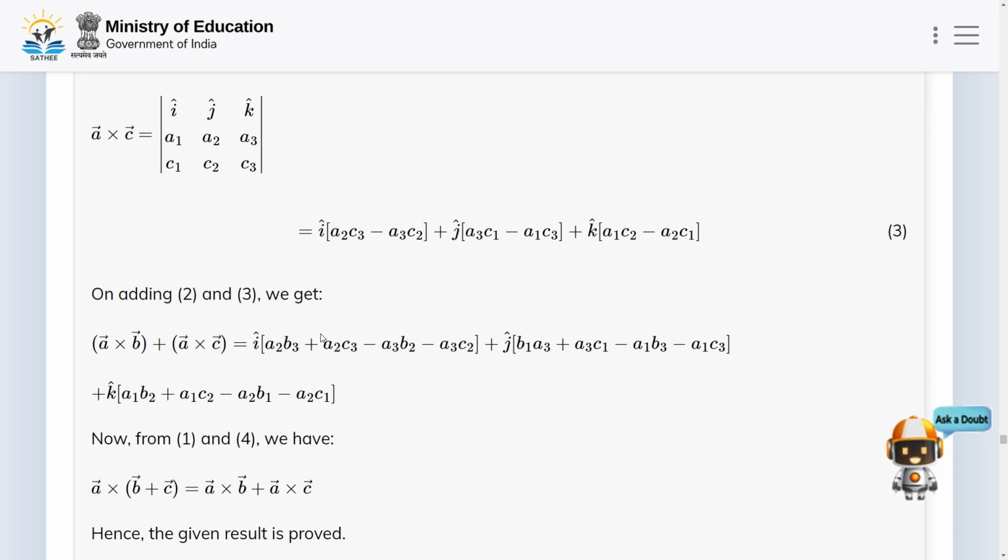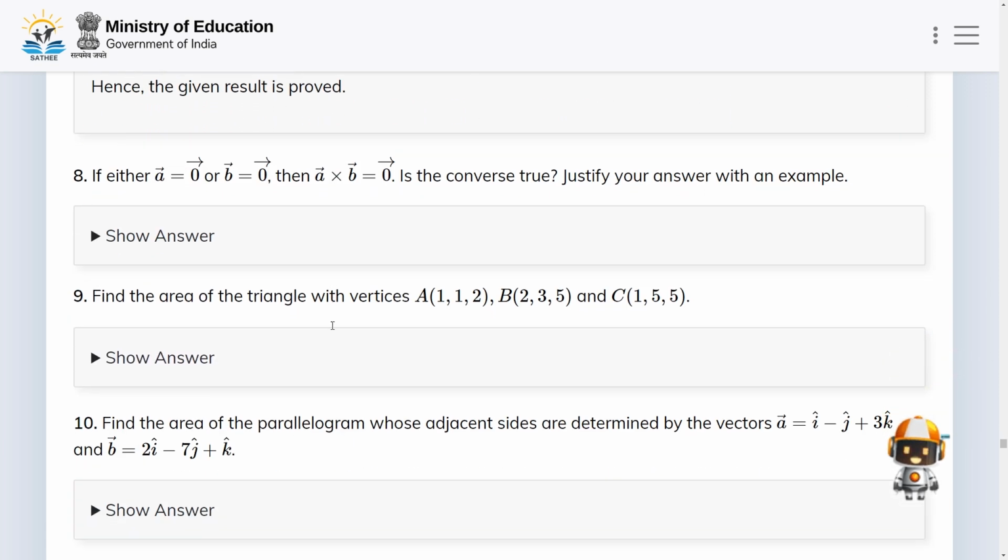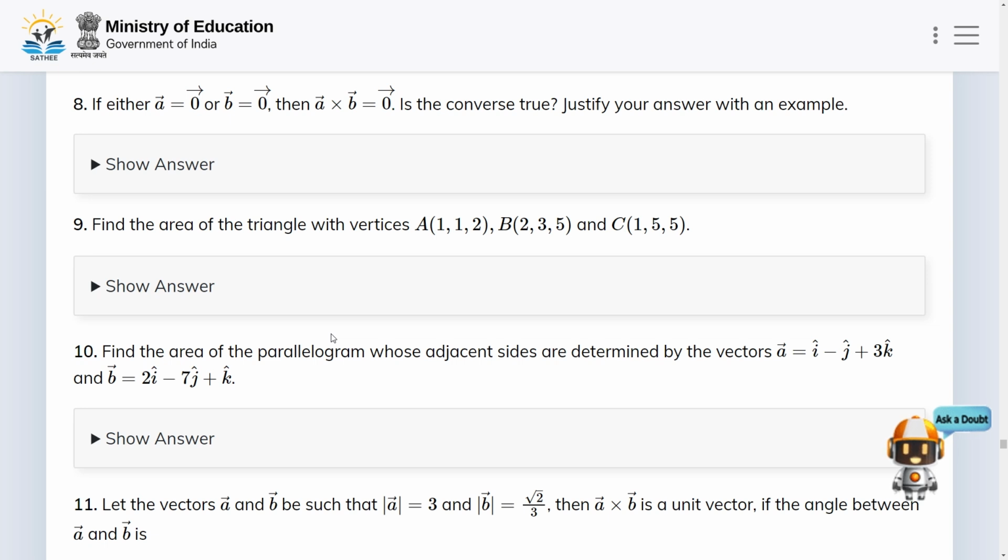Now let us move next. Eighth problem. If either a or b is 0, then the cross product is 0. Is the converse true? Justify your answer with an example, obviously.